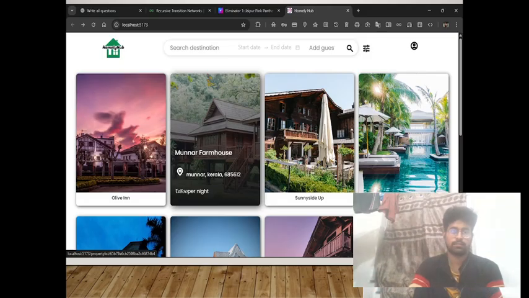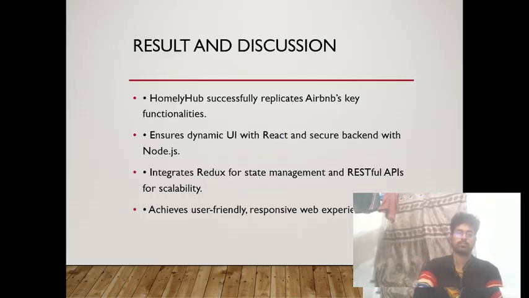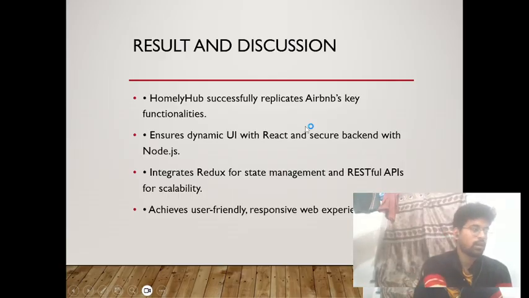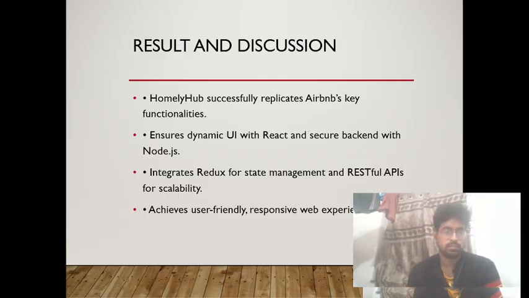This is the final page of the presentation, which tells the result and discussion. The project successfully replicates core Airbnb functionalities like a dynamic real-time UI using React, a secure backend using Node.js and Express, a scalable database through MongoDB, and a RESTful API for modular communication.